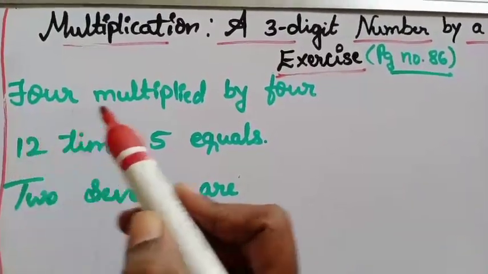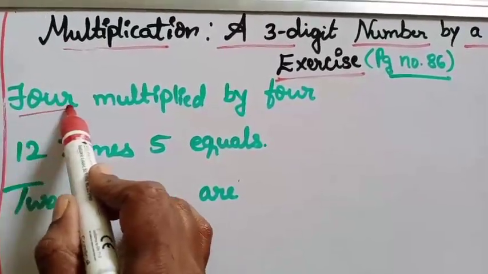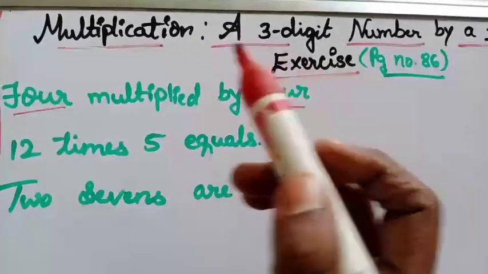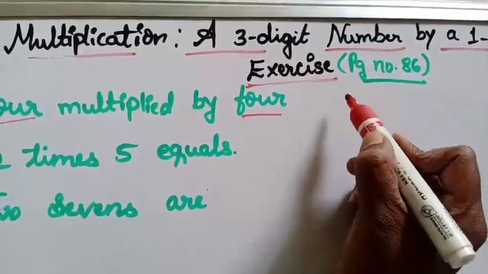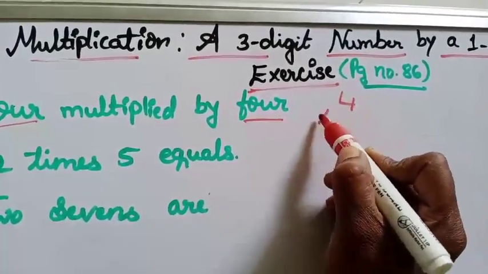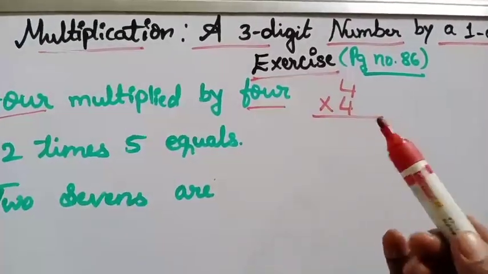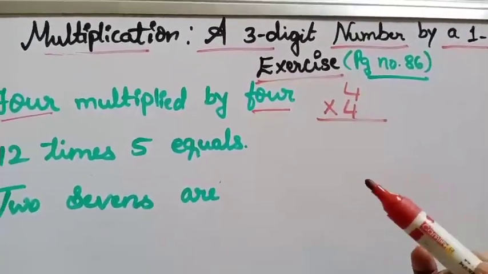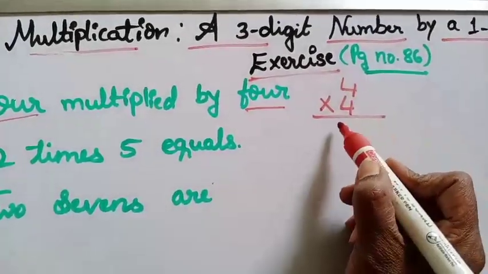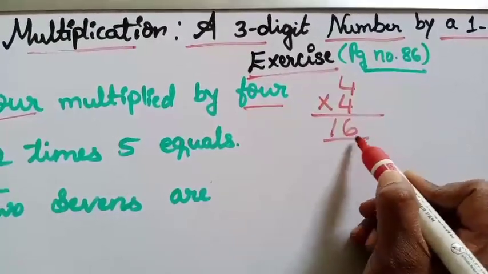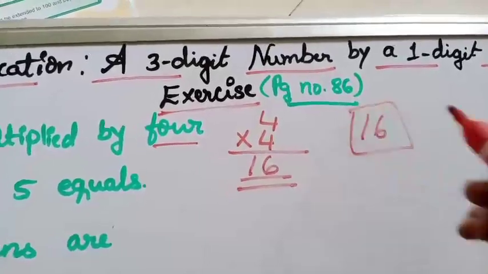So here 4 multiplied by 4. Here you can underline the number, isn't it? Yes, 4 and 4 multiplied. So we have to follow the steps, children, that is 4 multiplied by 4. We have to write it the same way, then afterwards we have to find out the answer. Now 4 fours are how much? Yes, 4 fours are 16. What is the answer now? 16. That answer you have to write in the box here.